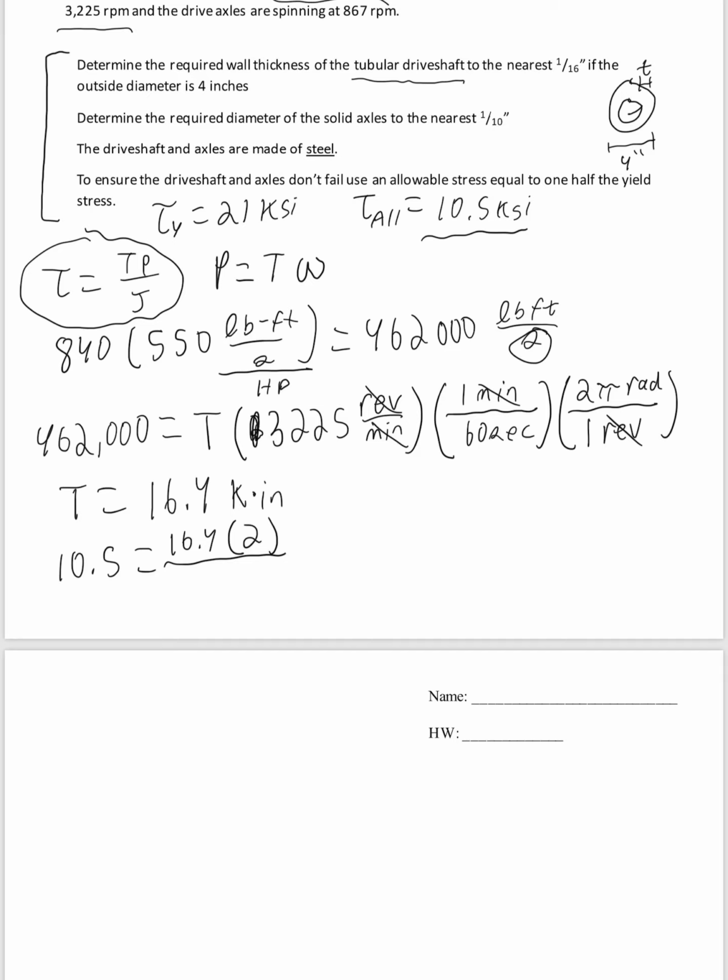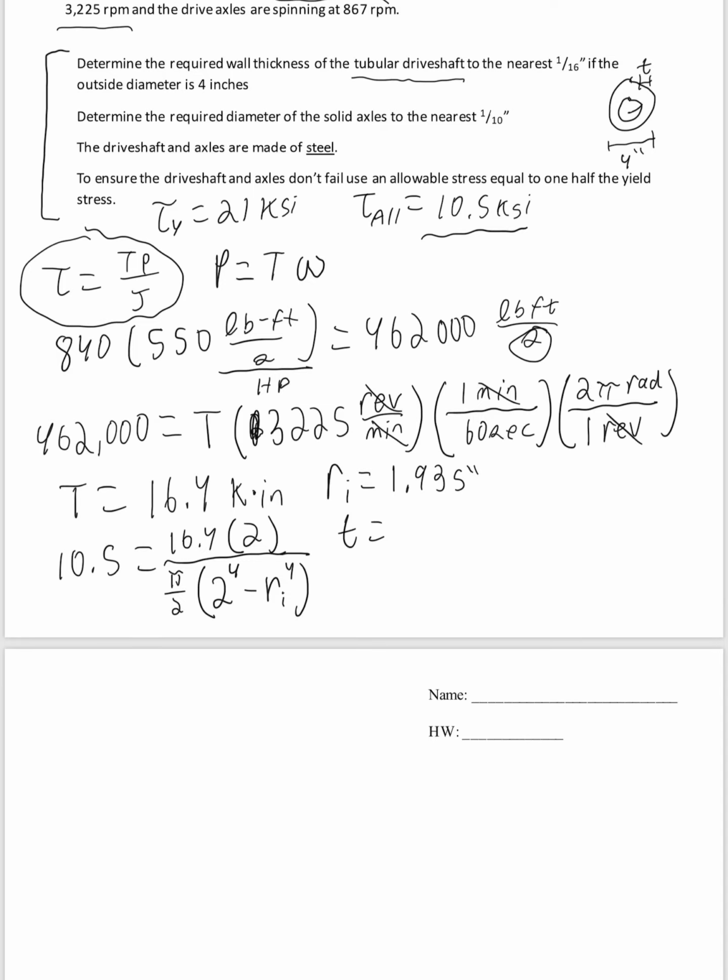We're hollow, so J is going to be pi over 2 times radius outer to the fourth minus radius inner to the fourth. And you could have put in radius outer minus thickness. That would have worked too. So solve that, and we end up getting the inner radius to be 1.935 inches.